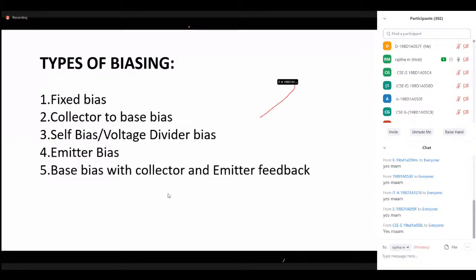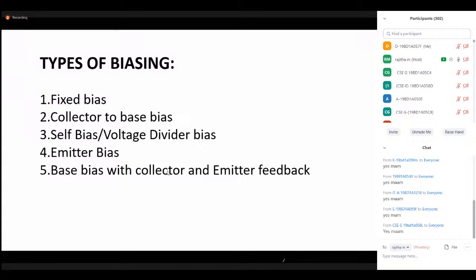So there are five types of biasing techniques available. The most popular one is self-biasing or voltage divider biasing technique. The first technique is fixed biasing. The second is collector to base bias. The third is self bias or voltage divider bias. The fourth is emitter bias. And the last is base bias with collector and emitter feedback.